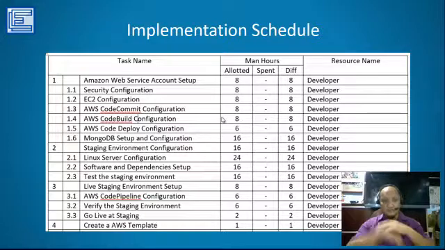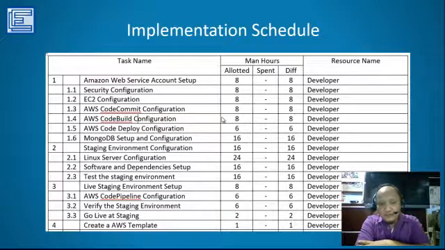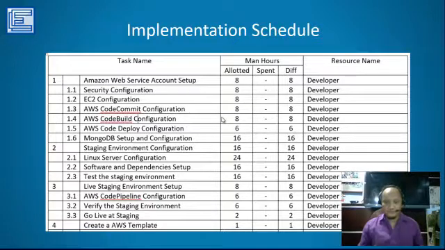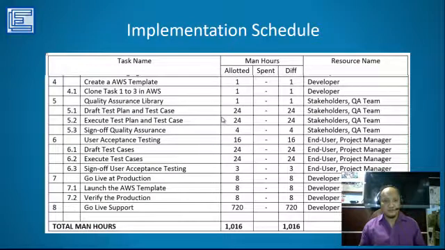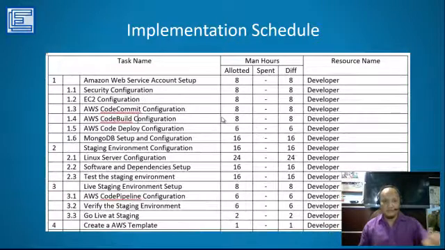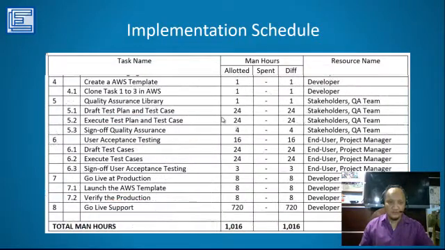Okay, I'll explain to you why we need to go first to the staging environment. But first, after we create the tasks from 1 to 3, we will create an AWS template. So what is this AWS template? Actually, an AWS template is a clone of tasks 1 to 3, from the Amazon Web Services account setup to the live staging environment setup. Later on, I'll explain to you what's the purpose of that one.